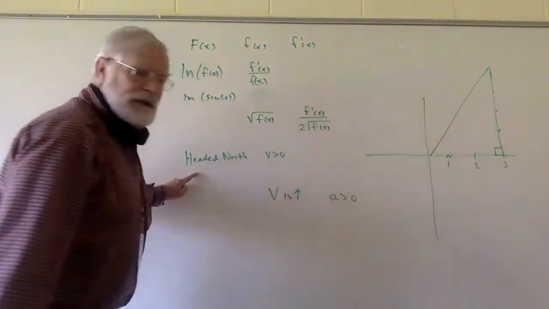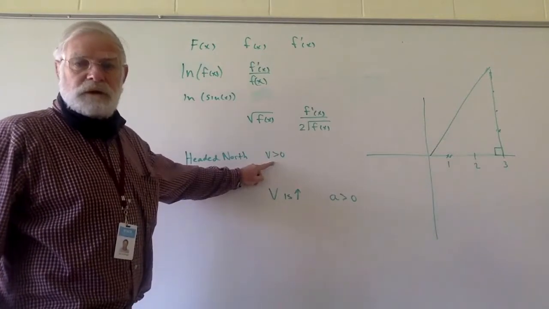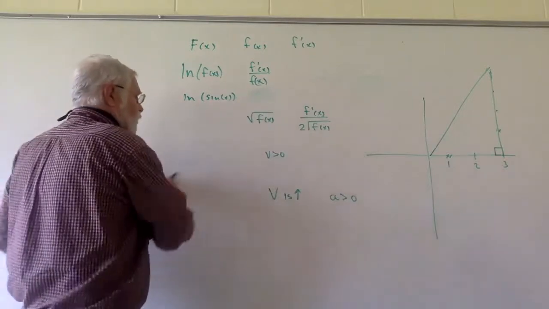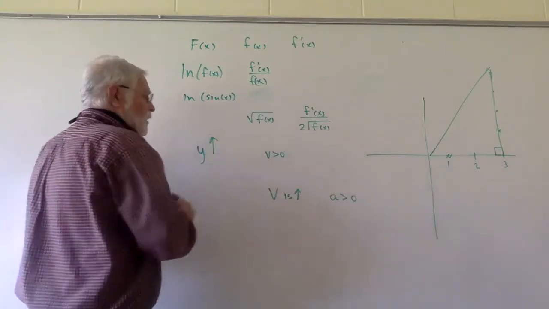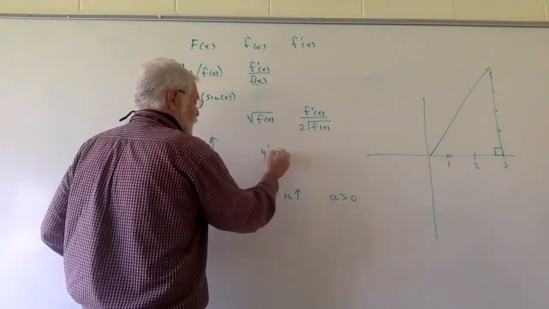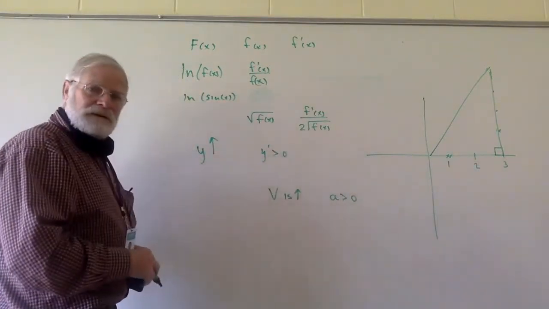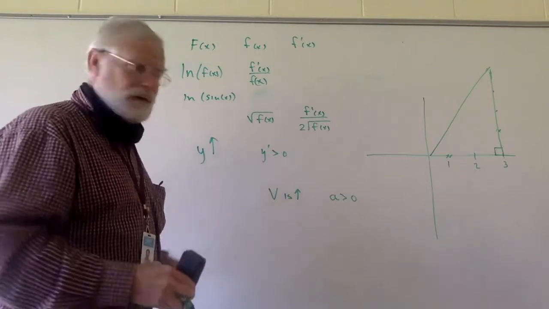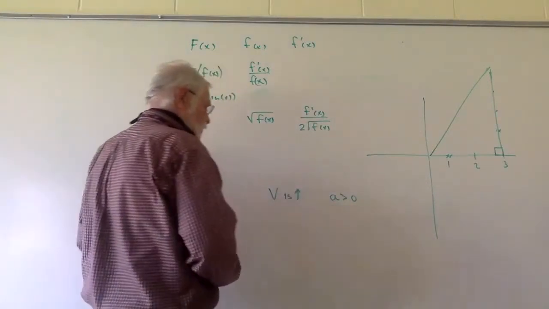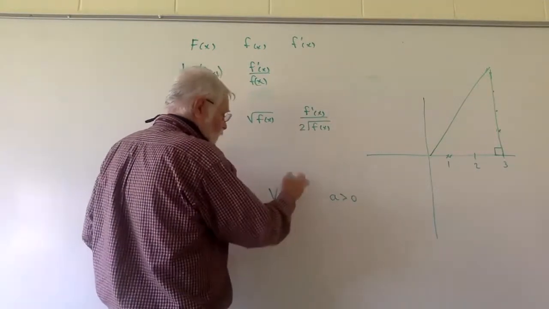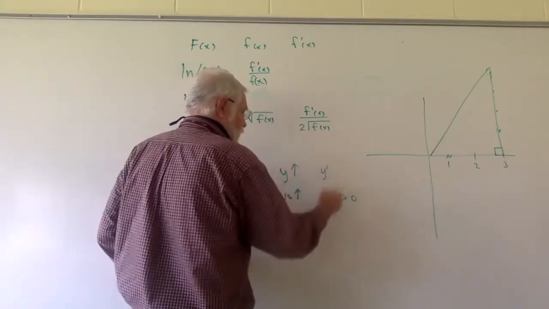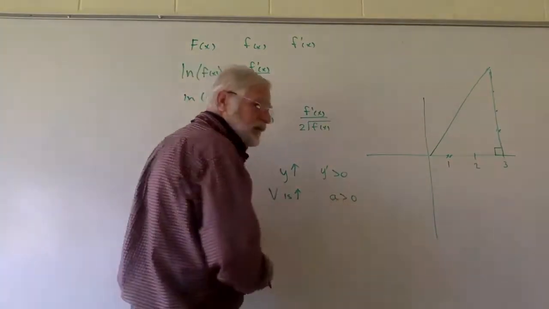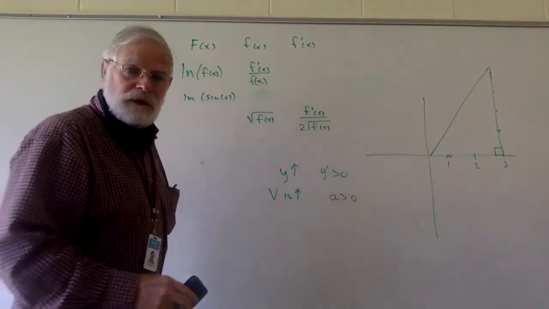If grandma's headed north, it means her velocity is greater than 0. It's positive, right? Positive velocity means you're heading north. So if you want to know if y values are increasing, then its derivative values have to be greater than 0. Memorize it. Over the course of the term we'll work with it, and hopefully you'll be able to use it and do some applications with it. What if velocity is increasing? Well, it's the same thing. If the y values are going up, then its derivative values have to be greater than 0. And if velocity is increasing, then acceleration has to be greater than 0, or its derivative has to be positive.